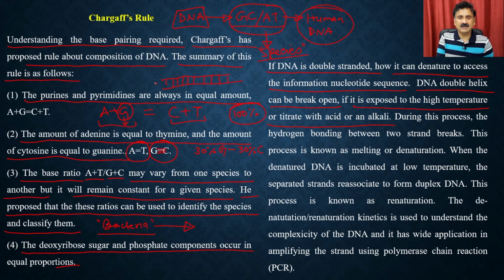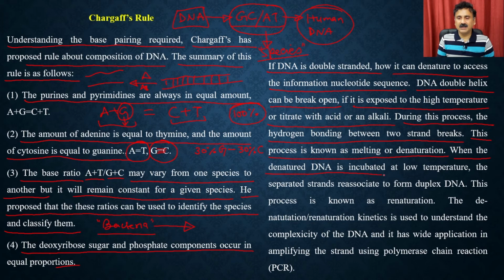So if you take this DNA and heat it, you can break the strands, okay? If you add the acid or the alkali, then also you can break it, because if you put the acid and alkali, it is going to destroy the hydrogen bonding between the bases, and that's how it is going to get broken. During this process, the hydrogen bonding between the two strands breaks. This process is known as melting or denaturation.